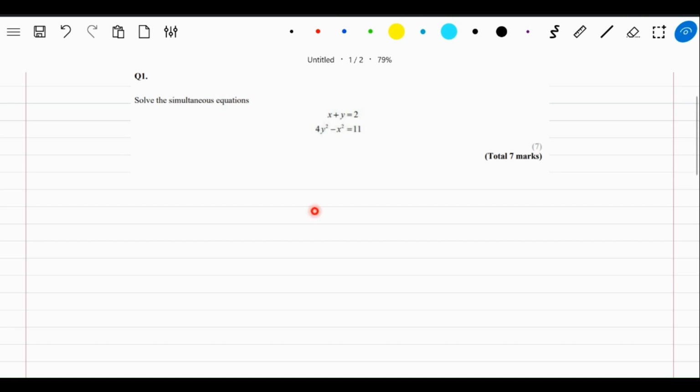So for this question here, it says solve the simultaneous equations, and then we have x plus y equals 2 and 4y squared minus x squared equals 11. So what we want to do for this first bit here is we want to isolate one of these letters.